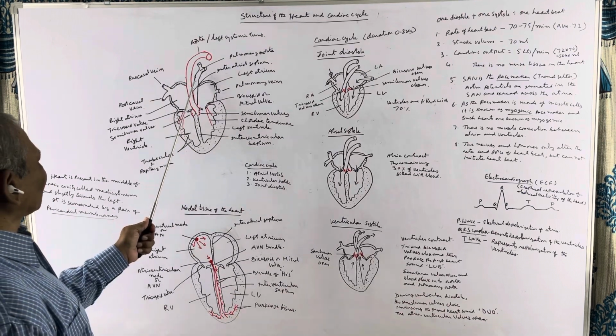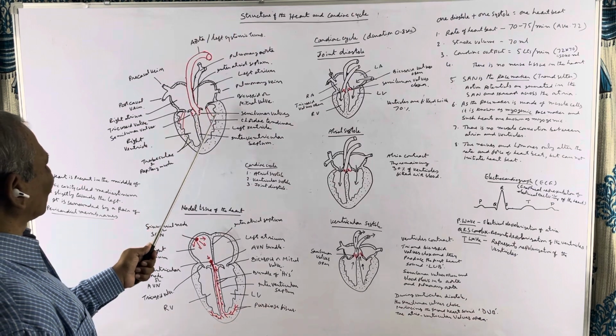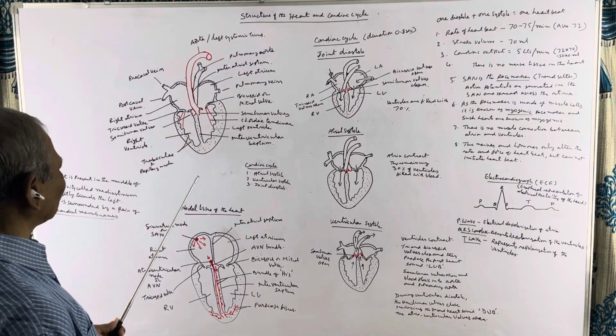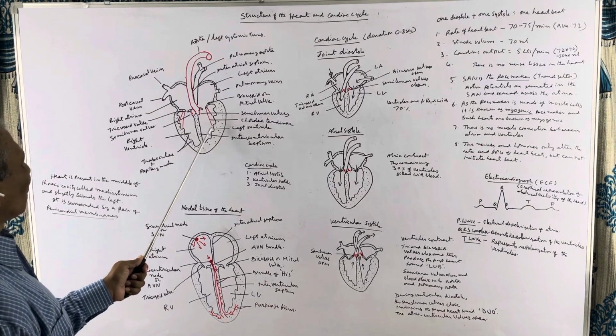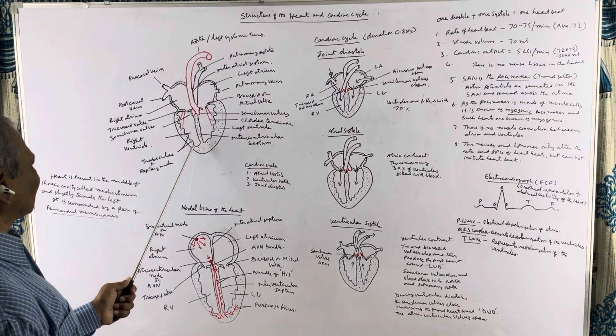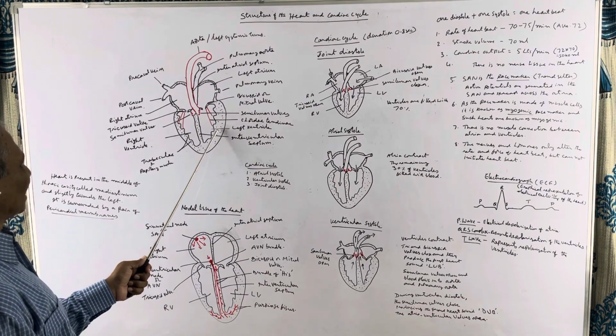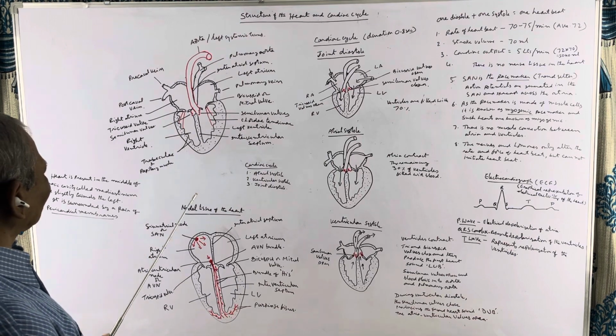The walls of the atria are thin when compared with the walls of the ventricles. See the thickness of the ventricles. The ventricles are made of thick walls and the atria are made of thin walls. Even among the ventricles, the left ventricle is made of thicker walls than the right ventricle.